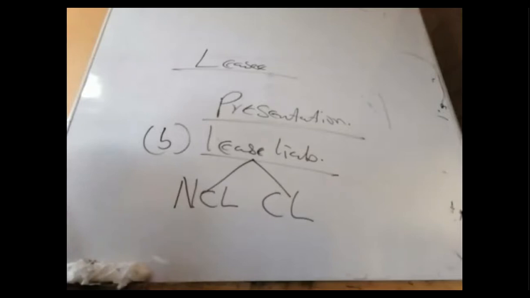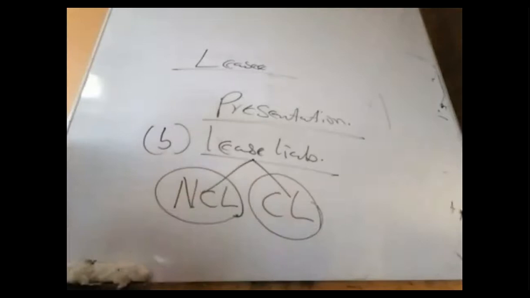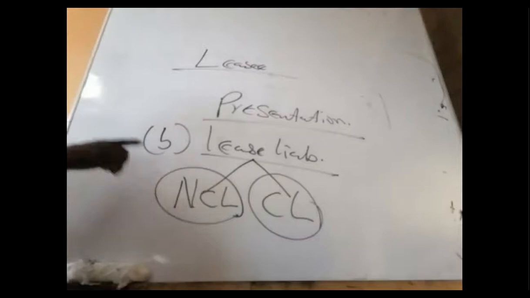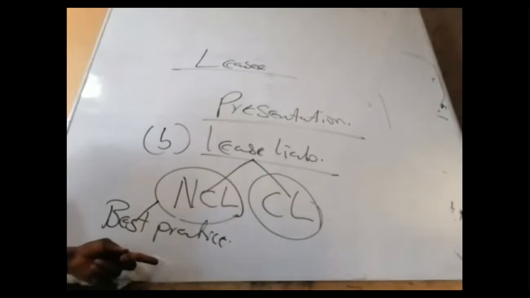Now I mentioned that the lease liability, you can break it down into what? Non-current liability and what? This is a very topical issue. In fact, the standard does not provide this treatment. IFRS 16 does not require companies to break this liability into non-current and current. Never. However, according to best practice, we get this current or non-current from where? Best practice, not as a requirement of the IFRS. So take note of this.